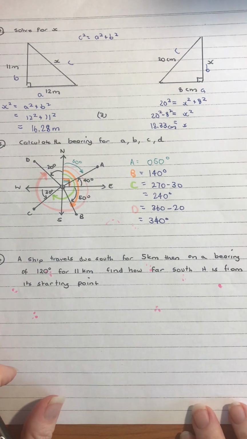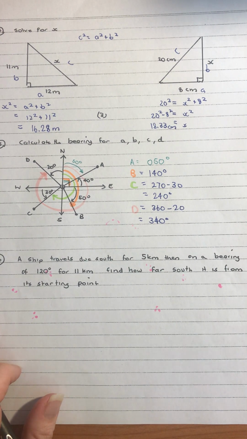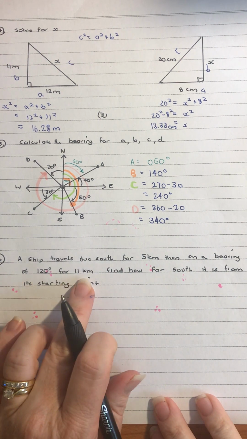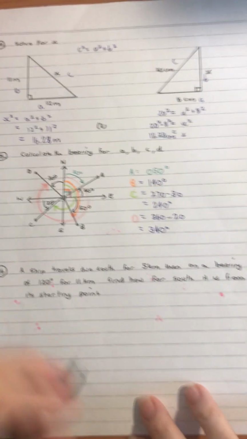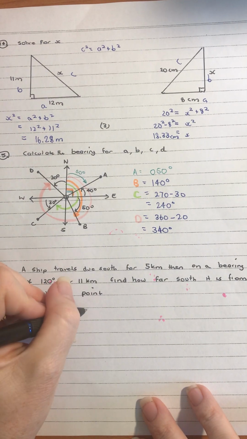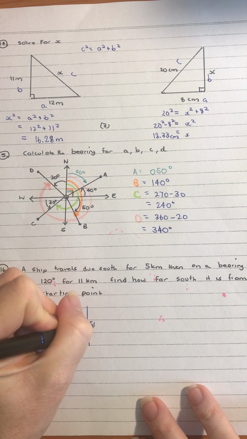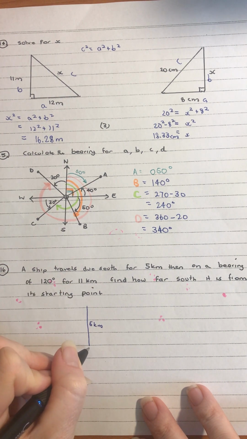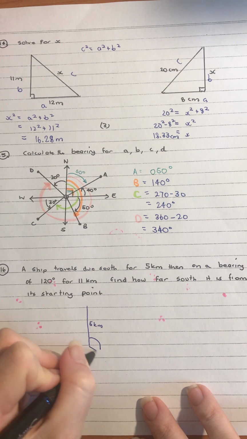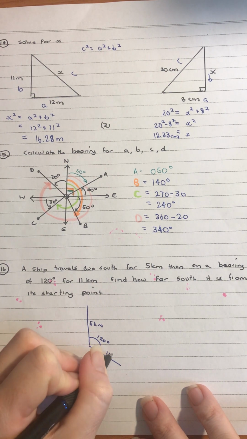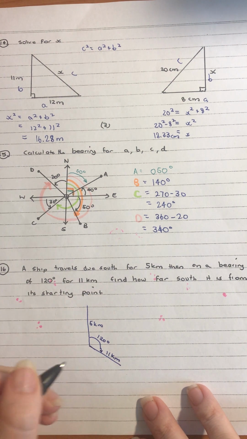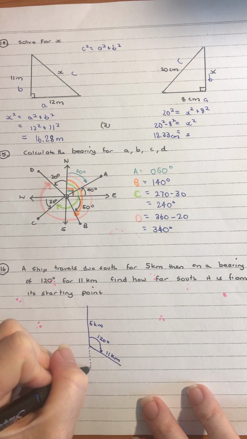Question 16. A ship travels due south for 5 kilometres and then on a bearing of 120 degrees for 11 kilometres. Find how far south it is from its starting point. So we're drawing a diagram. We've got it going down 5 kilometres and then it goes on 120 degrees. So that angle there is 120 degrees for 11 kilometres. And so we want to find out how far south it is from its starting point.